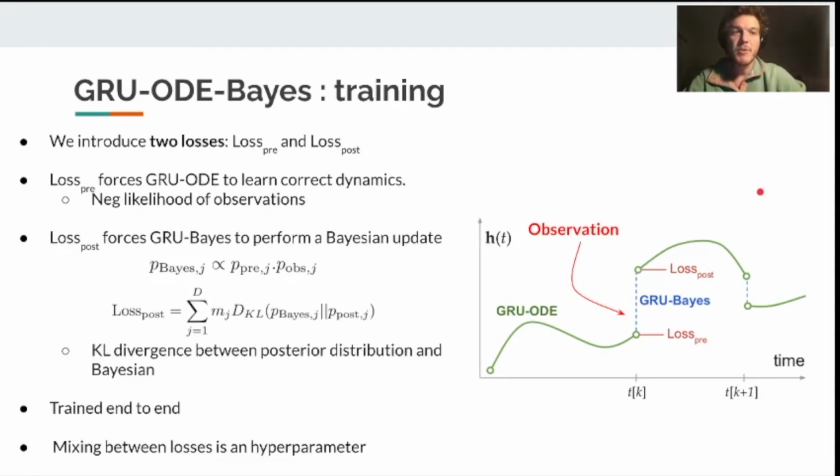For the training of this model, we introduce two different losses. So one will be loss-free and loss-past. Loss-free will force GRU-ODE to learn the correct dynamics. So it's basically the negative log likelihood of the observation from the value of the hidden state when you reach the observation. And the second one is loss-past, which will force GRU-Bayes to perform a Bayesian update. And this is expressed as the KL divergence between the achieved posterior distribution and the Bayesian posterior if you would consider a Gaussian observation error. Other observation error distributions are also possible.